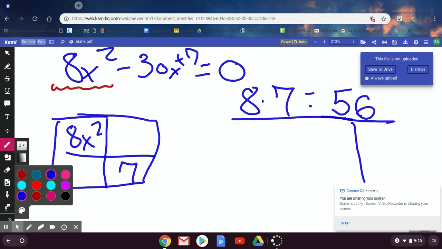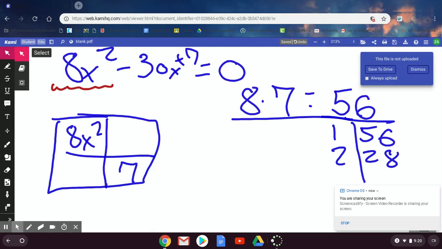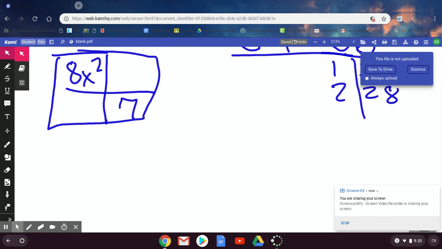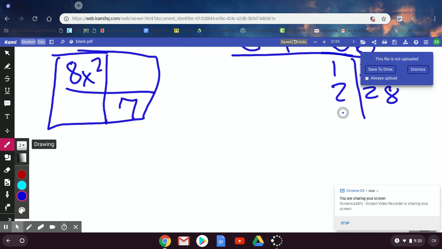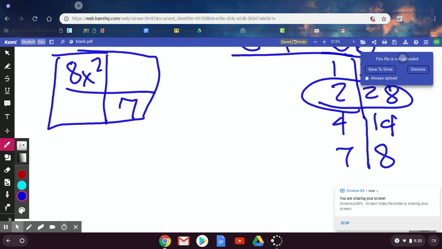Now what are two numbers that can go into 56? 1 and 56. 2 times 28. 4 and 14. And 7 and 8. So far, I believe 2 and 28 is going to be our best fit for our equation.